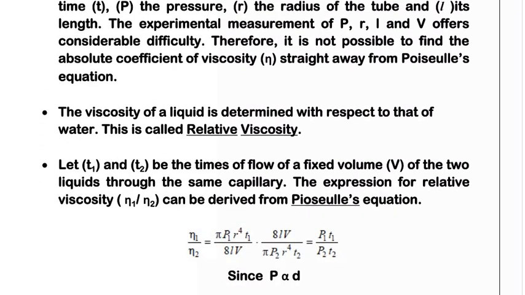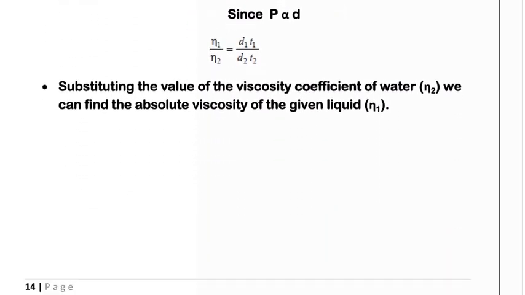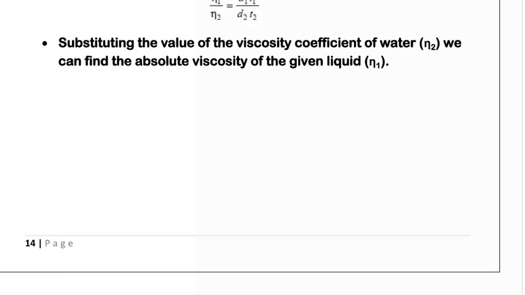So the viscosity of a liquid is determined with respect to that of water, and this is called relative viscosity. Let t1 and t2 be the times of flow of a fixed volume V of the two liquids through the same capillary. The expression for the relative viscosity, eta 1 divided by eta 2, can be derived from Poiseuille's equation. You can see here. So, substituting the viscosity coefficient of water, eta 2, we can find the absolute viscosity of the given liquid, eta 1.